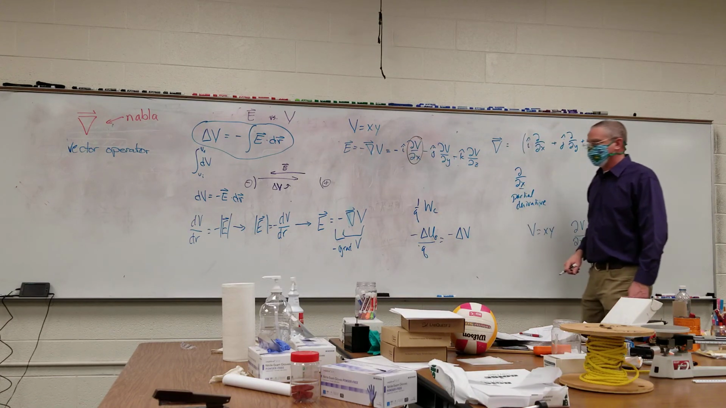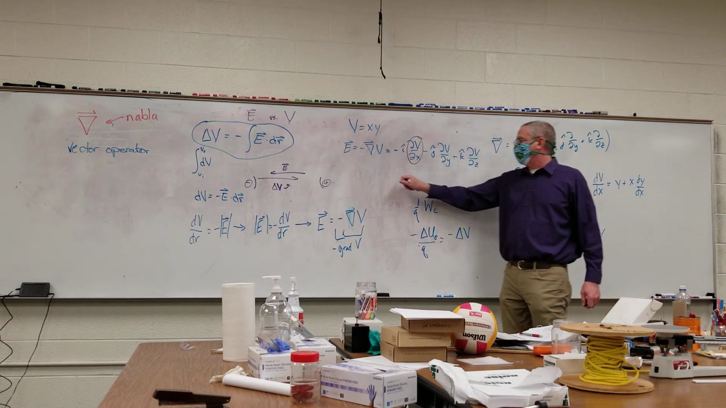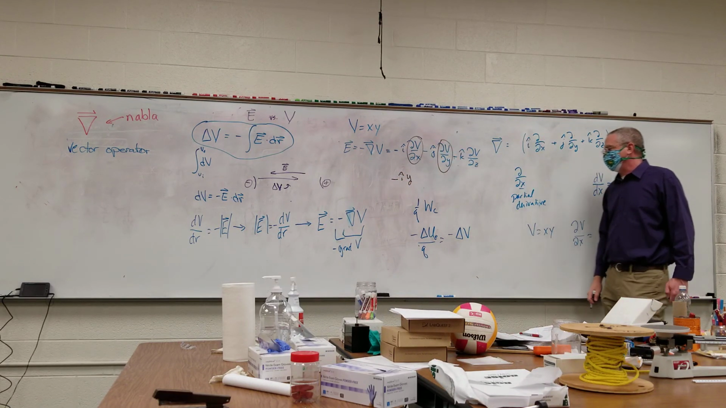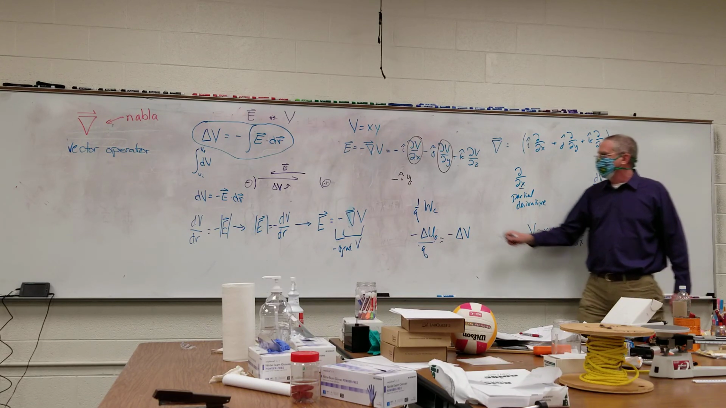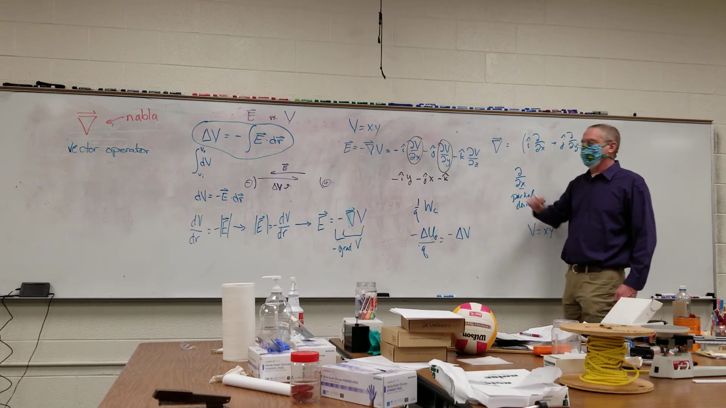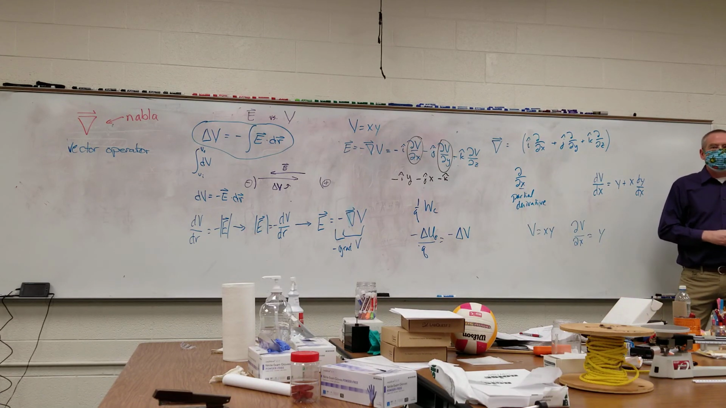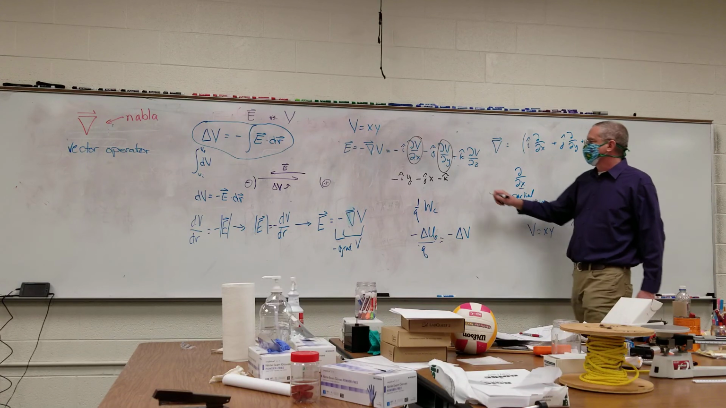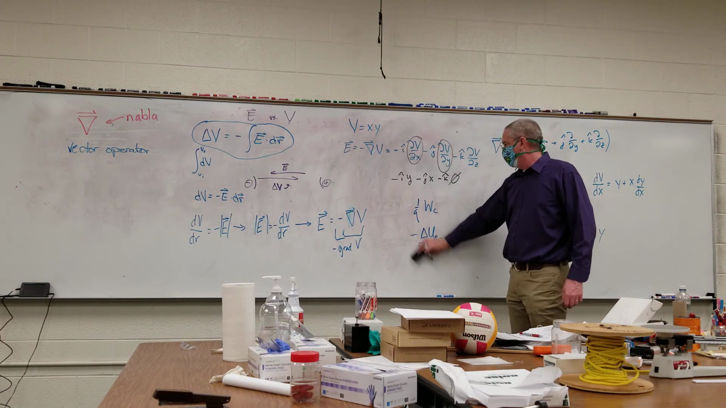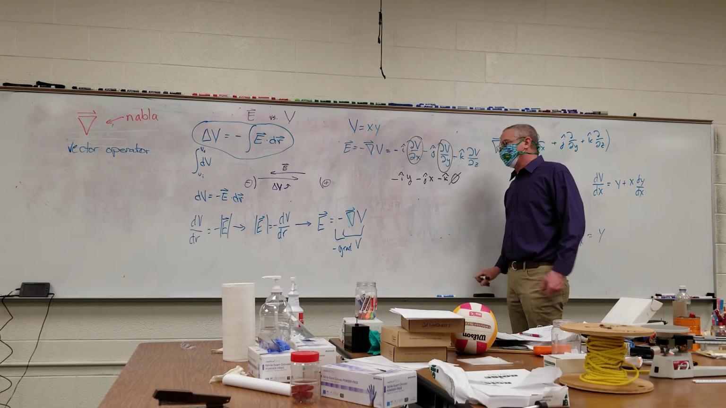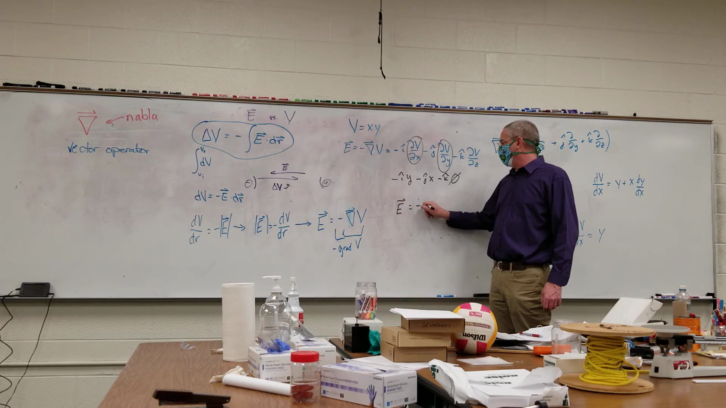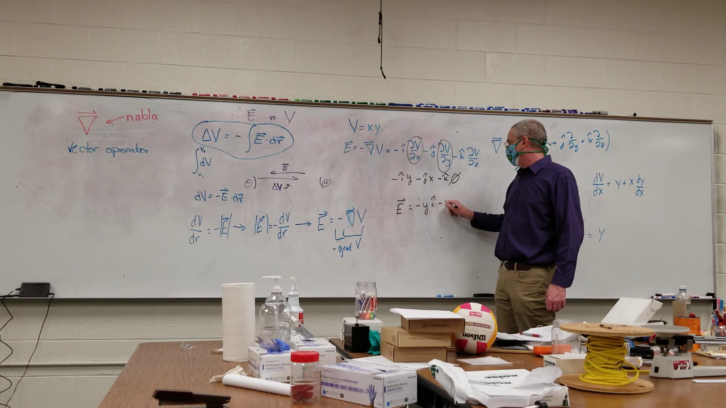That, as we just did, is y. So this becomes negative i hat y. Del V del y is x, minus j hat x, minus k hat times what's del V del z? 0. And so my electric field is negative y i hat minus x j hat.